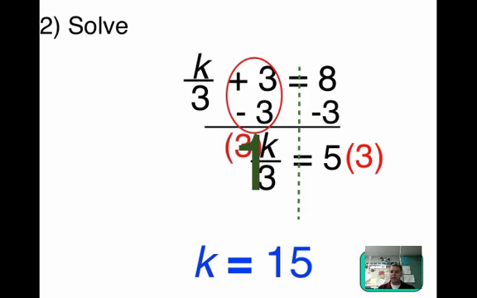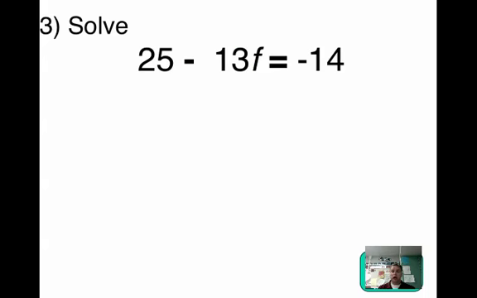So we get k is equal to 15. I would like you to try, well, this one's kind of a trick one, so maybe I should help you with this one. The reason why this is kind of a trick is that subtraction sign. That subtraction is going with the 13F. It's not going with the 25. That's saying minus 13F. It's not saying minus 25.